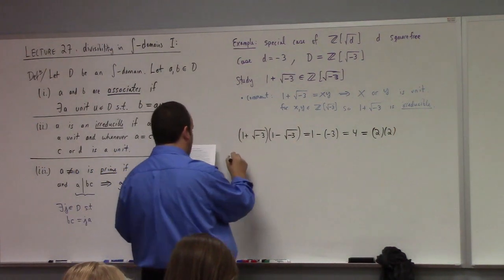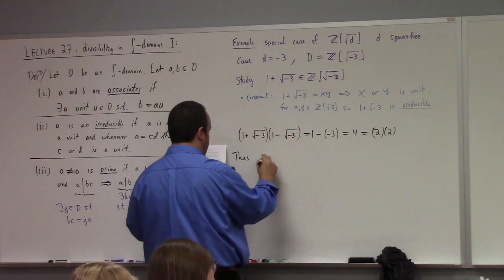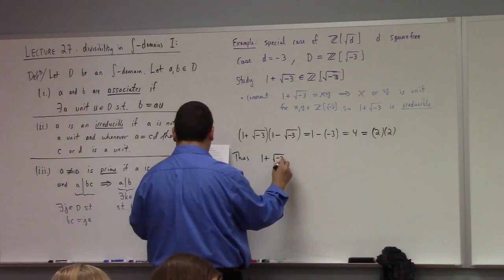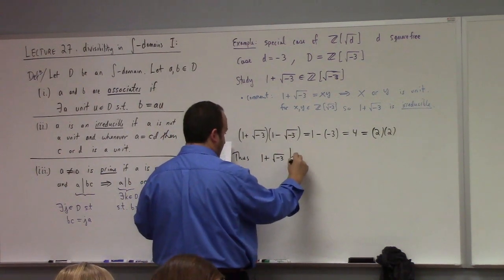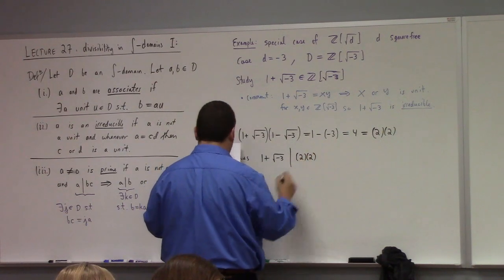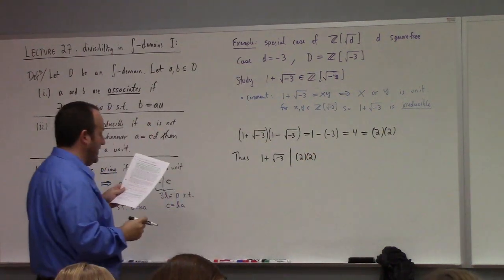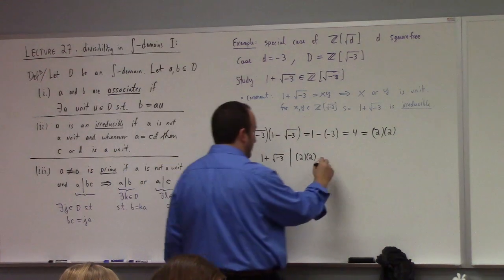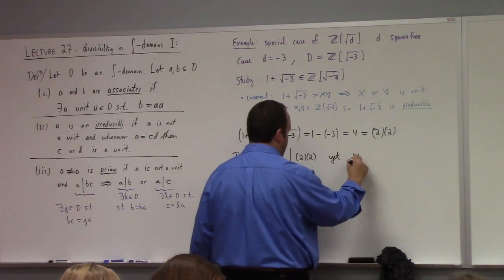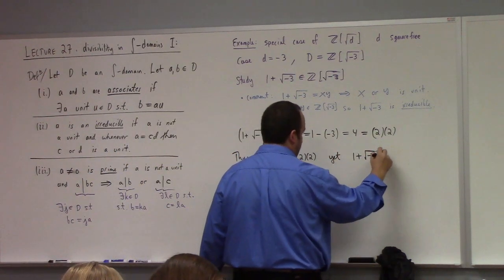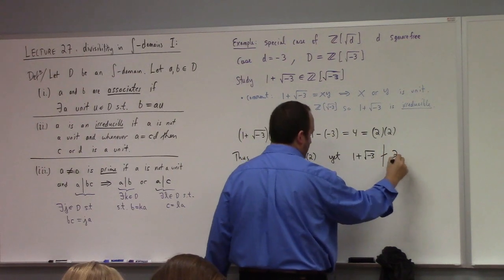Thus, 1 plus the square root of minus 3 divides 2 times 2. Right? Yet, 1 plus the square root of minus 3 does not divide 2.